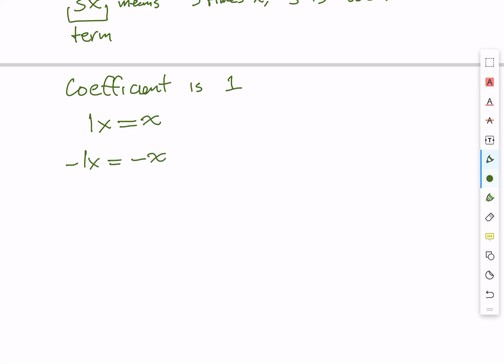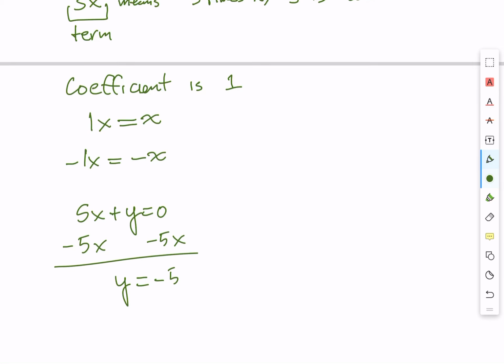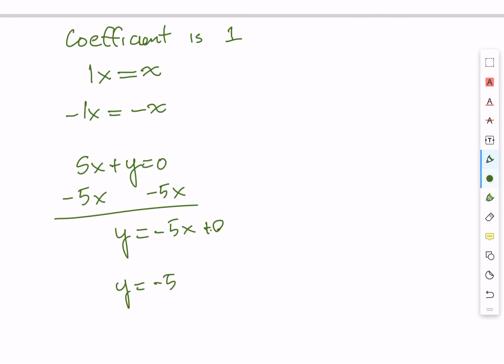And I don't know if it'll come up in these questions or not, but the other case to watch out for is if you have something like 5x plus y equals 0, then when you subtract the x term over, y equals minus 5x plus 0. We wouldn't actually write that plus 0 part, so we just write y equals minus 5x.